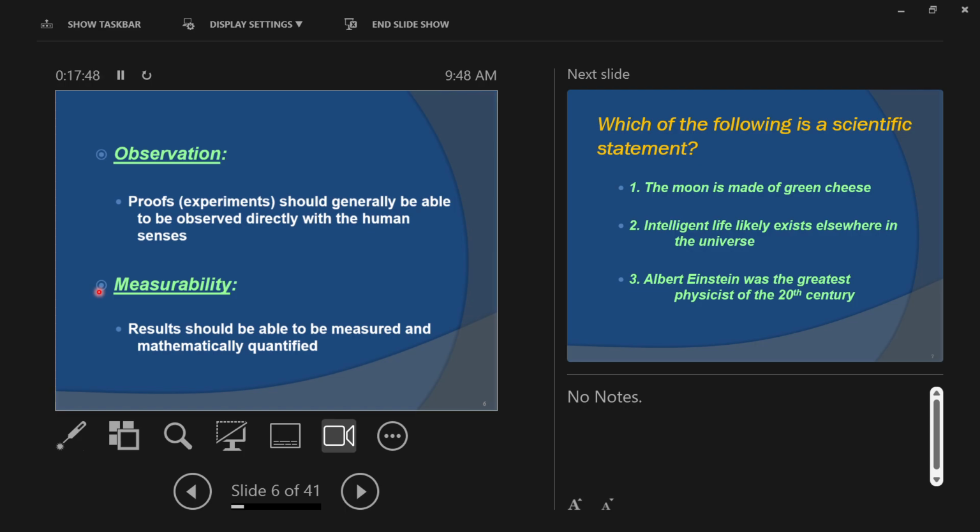Same thing when we take some radiation measurement, right? We're not directly observing the radiation, but we're getting information. We're observing information from our detecting device. So we're allowed to use devices to amplify our human senses, like Geiger counters and so forth. And then measurability. Results should be able to be measured and mathematically quantified.